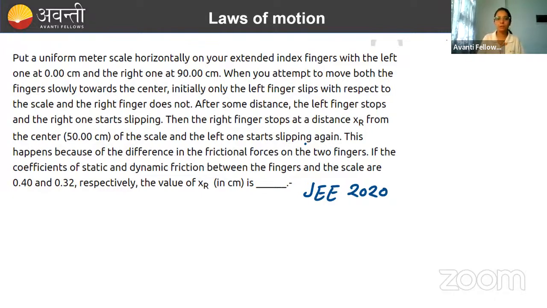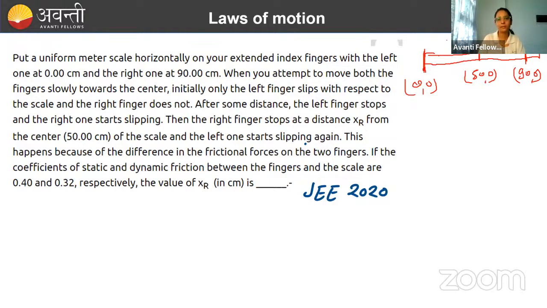Put a uniform meter scale horizontally on your extended index finger with the left one at 0 and the right one at 90. So we have taken a meter scale, right? Meter scale means how long it will be? If this is my meter scale, then this will be 100 centimeter long. Then initially my left finger is at 0 and my right finger is at 90. So 90 centimeter, and its center will be at 50 centimeter. In terms of XY coordinates, I'm writing 50, 0.